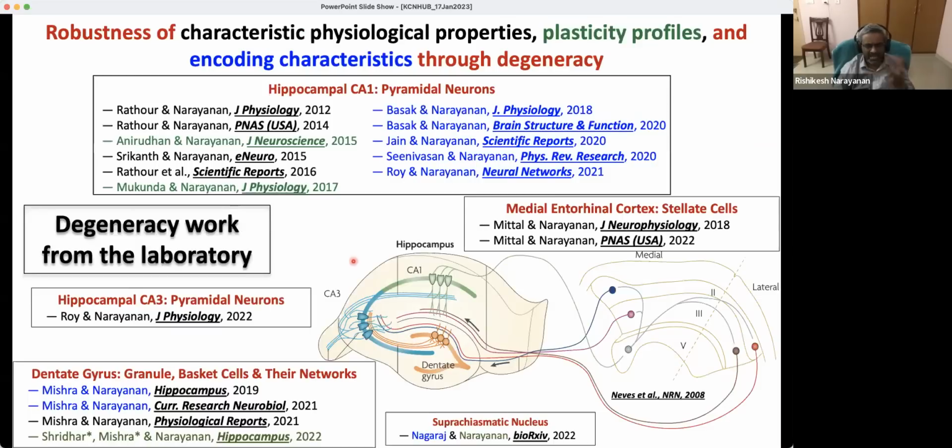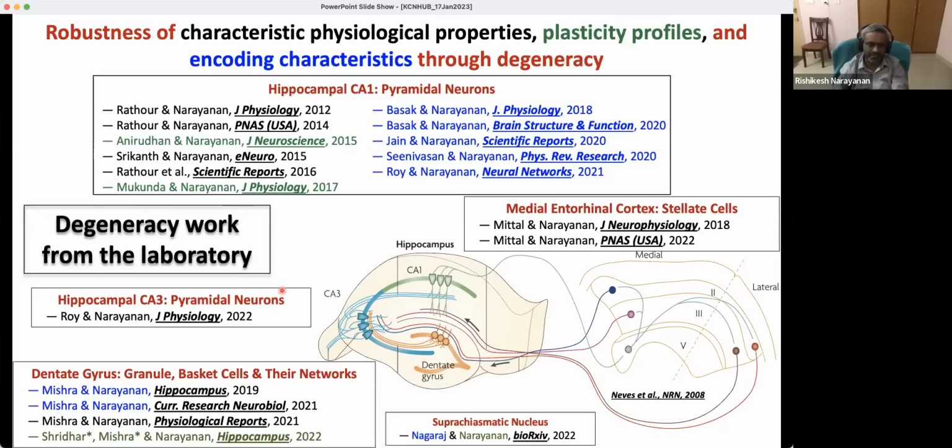Over the years, as I said, this is one of the strongest themes of research that has been running for more than a decade, actually. The first paper came in 2012, and it's still going strong in terms of the fundamental properties, which are in black. The plasticity profiles: you can get the exact same plasticity profiles with very different ion channels, very different synaptic properties. Encoding characteristics like firing rate code or phase code. We have been looking again at the hippocampal formation; the suprachiasmatic nucleus, where we looked at circadian rhythms in firing rate properties, is the only one that is out of the hippocampal formation. But the rest of it is within the hippocampal formation.